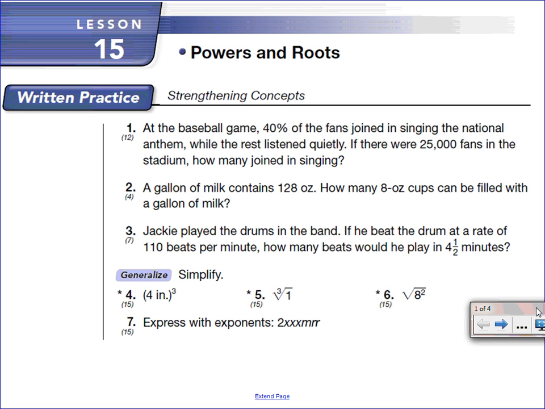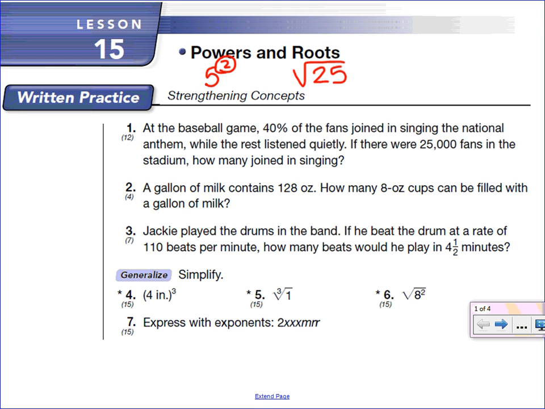Lesson 15 is on powers and roots. Powers are exponents, so if I have 5 squared, the 2 up there is my power. If I have the square root of 25, that's the root.